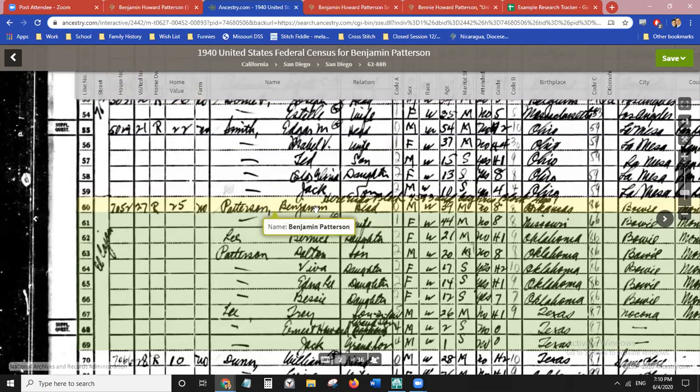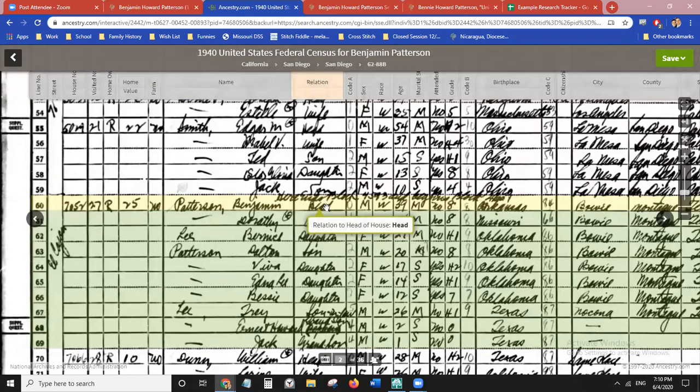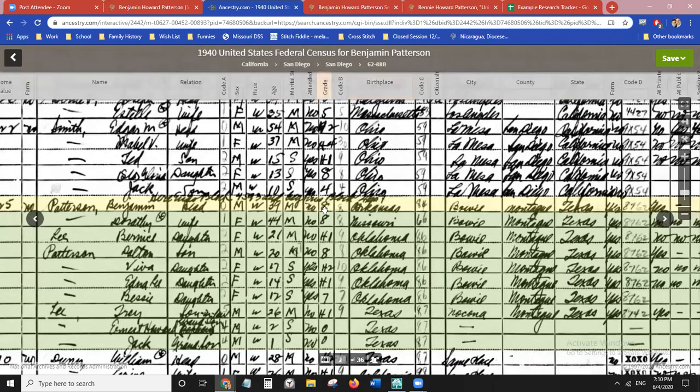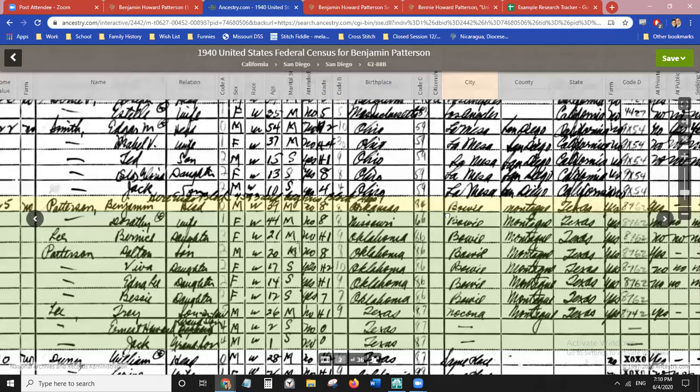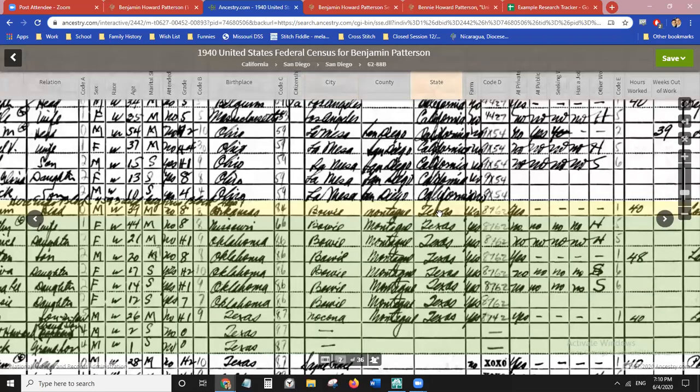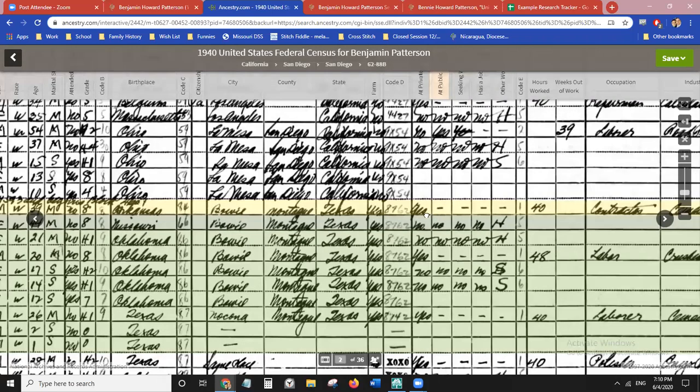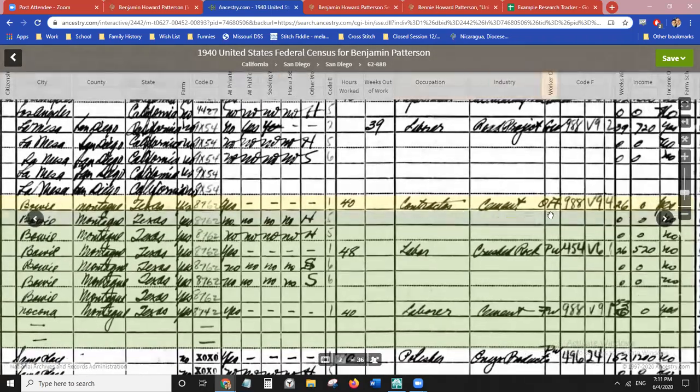Okay, so we have Benjamin Patterson. He's the head of household. He's 39, which matches what we know. His highest grade of school was 8th grade. He was born in Arkansas, and in 1935, they lived in Bowie, Texas. So that's something to pay attention to. He's a contractor.